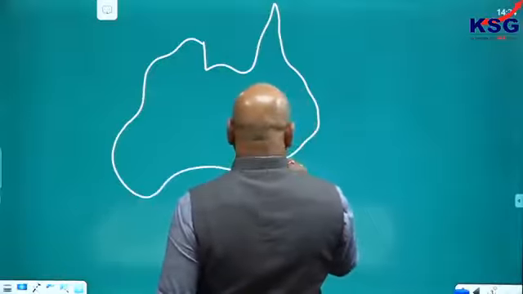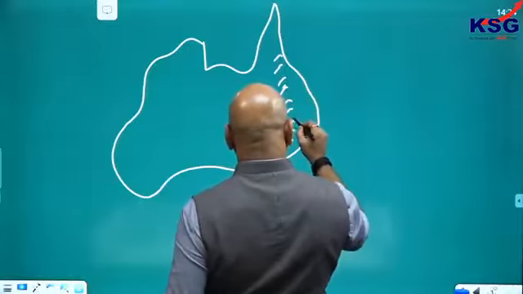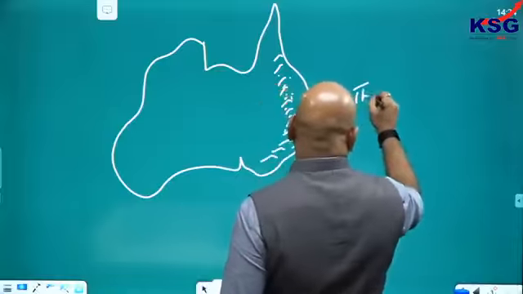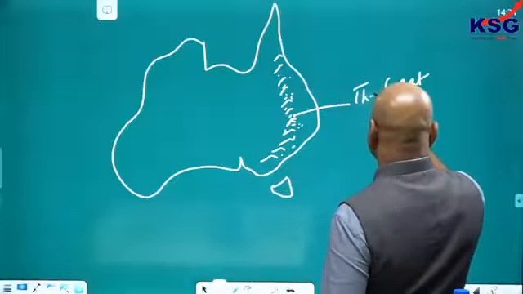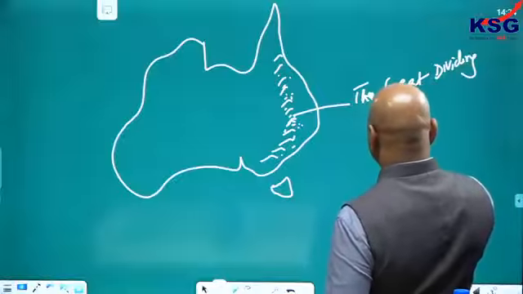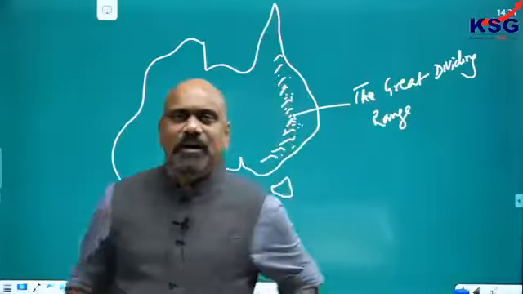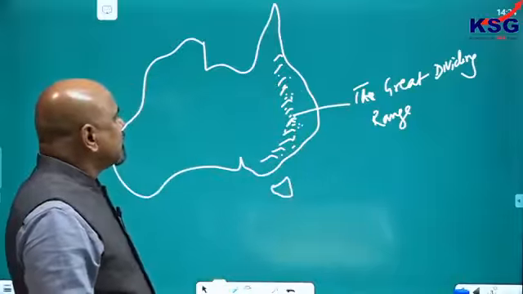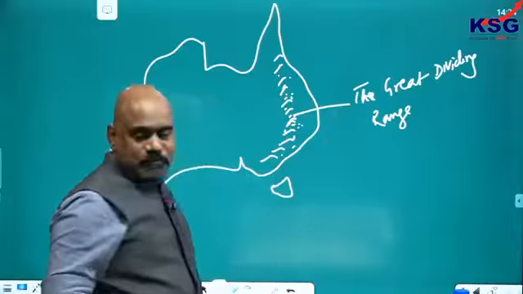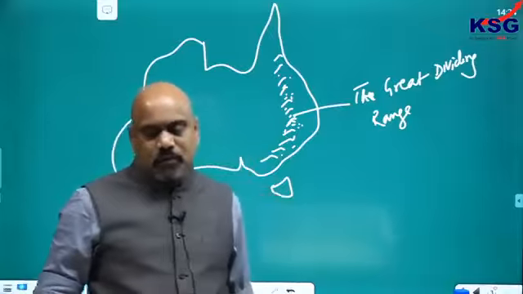In this, on this side you have a mountain like this, okay, a mountain is here. This is called the Great Dividing Range. Great Dividing Range divides Australia's rest of the part from the east coast. Okay. East part.